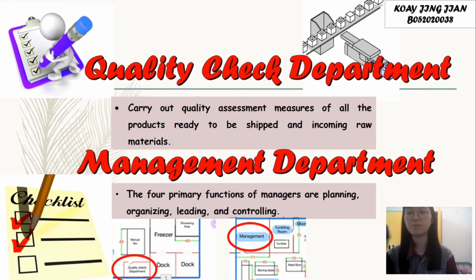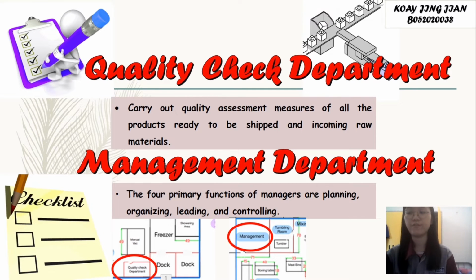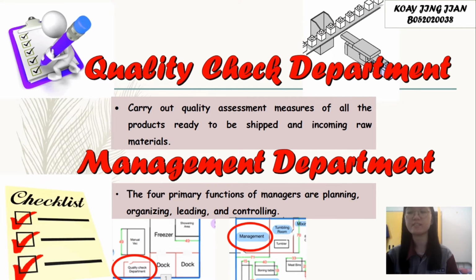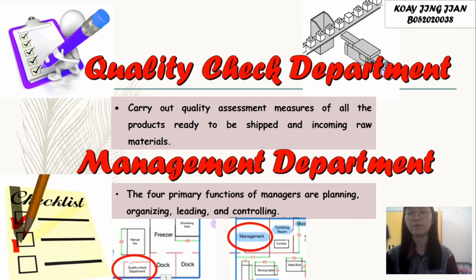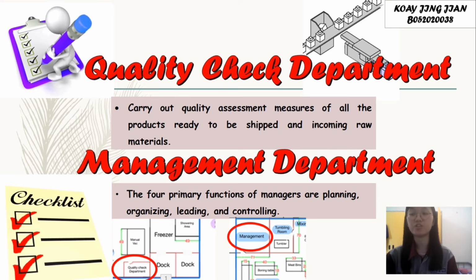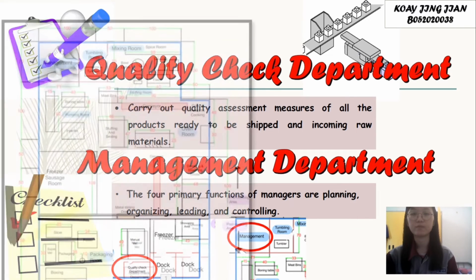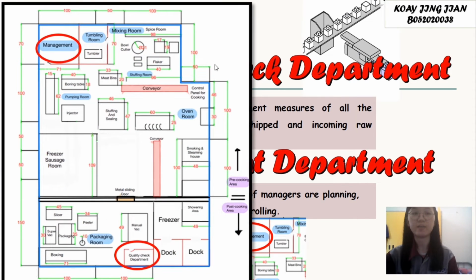Next is the Management Department's office. The four primary functions for managers are planning, organizing, leading, and controlling. By using the four functions, managers work to increase the efficiency and effectiveness of their employees, processes, projects, and organizations as a whole. So we can see that the management office is here, and then this one is for the quality check department.